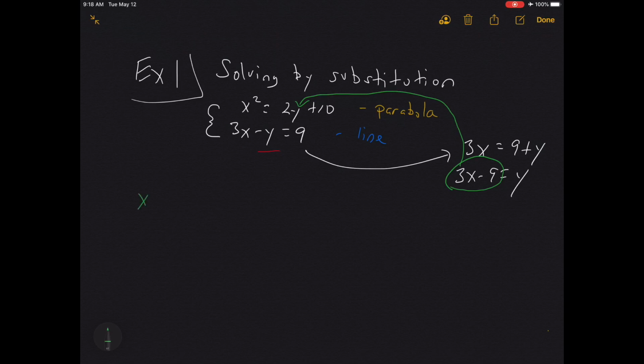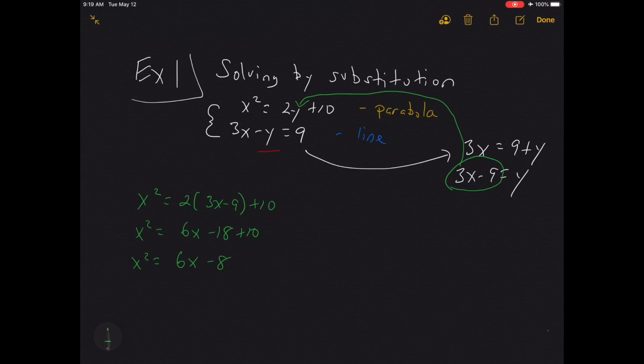So we're going to have x squared equals 2 times, now I'm going to substitute the 3x minus 9 in where the y was, and then we'll add 10. Alright, to solve this, let's distribute the 2. Let's get rid of those parentheses. So we'll have x squared equals 6x minus 18 plus 10. We'll combine our like terms on the right side, that's just the negative 18, then a 10. So we get 6x, and then negative 18 and 10 is negative 8.